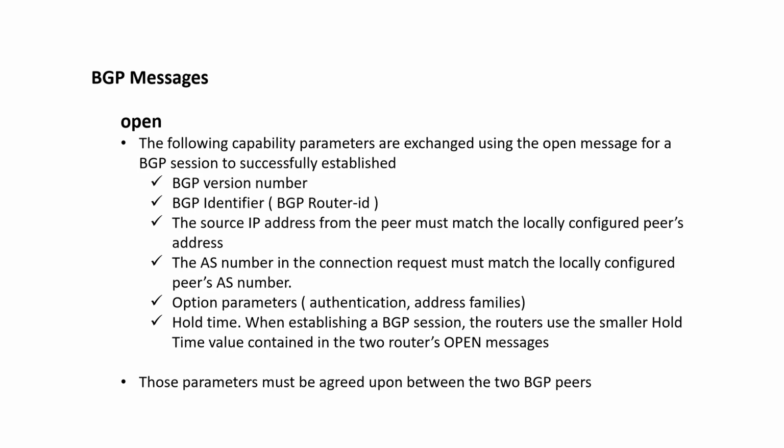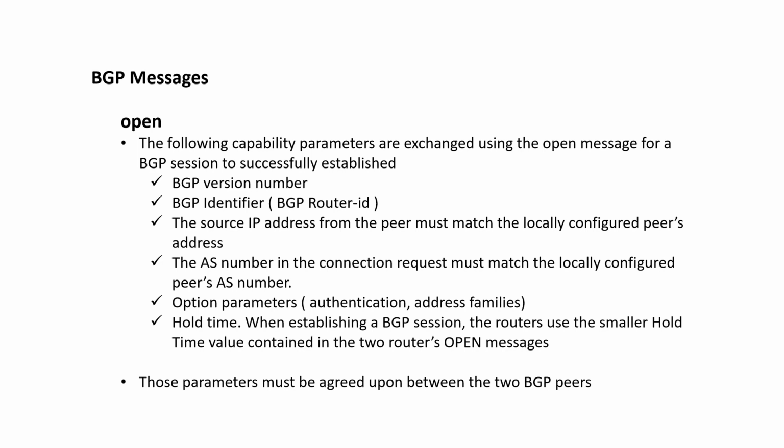First, take a look at the open message. The following capabilities and parameters are exchanged using the open message for a BGP session to be successfully established. The first parameters are the BGP version number and BGP identifier. The source IP address from the peer must match the locally configured peer's address. The AS number in the connection request must match the locally configured peer's AS number.